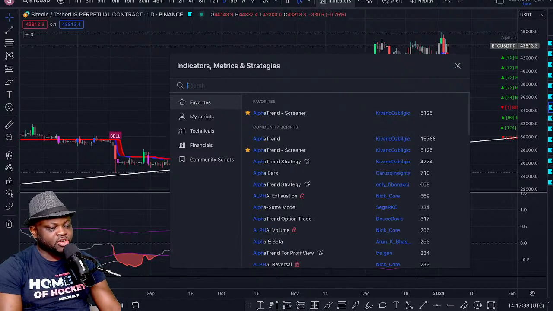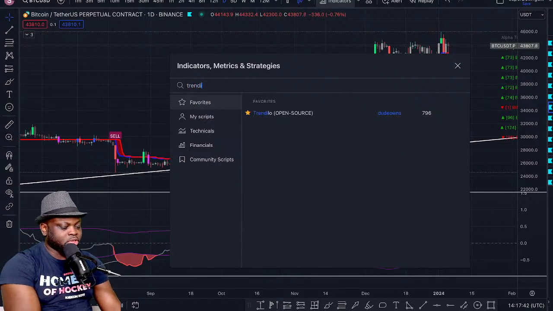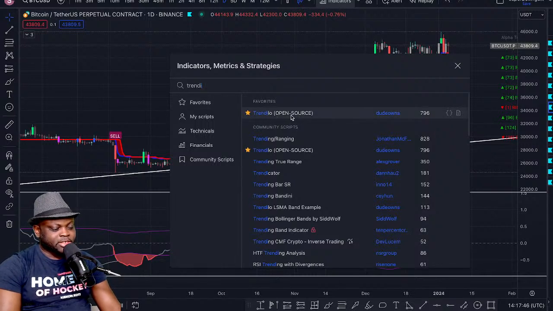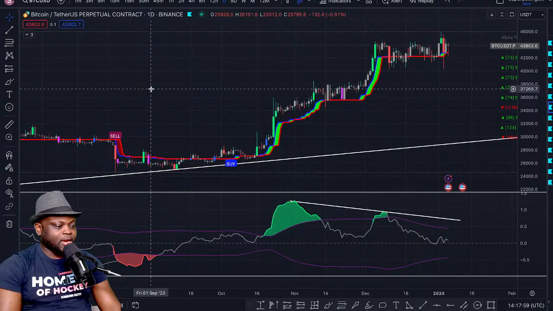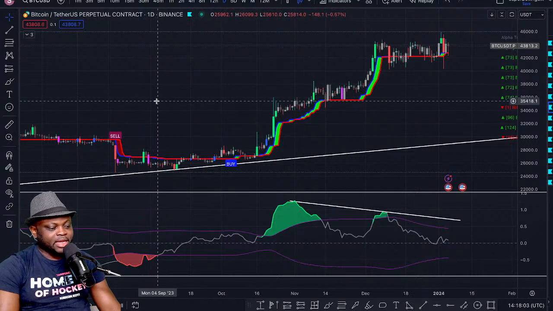This Trendilo is free, open source. Just type Trendilo in the indicator section. You're going to see Trendilo open source. This is the one you want to get. You can mark the star there as well to get it always when you want to insert it into your chart. Guys, all these indicators are free. It won't cost you anything. You don't have to change anything. Just get it onto your chart, and that's it.